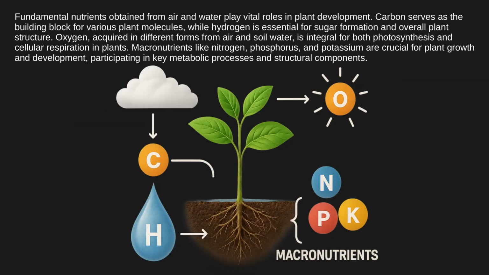Fundamental nutrients obtained from air and water play vital roles in plant development. Carbon serves as the building block for various plant molecules, while hydrogen is essential for sugar formation and overall plant structure. Oxygen, acquired in different forms from air and soil water, is integral for both photosynthesis and cellular respiration in plants. Macronutrients like nitrogen, phosphorus, and potassium are crucial for plant growth and development, participating in key metabolic processes and structural components.